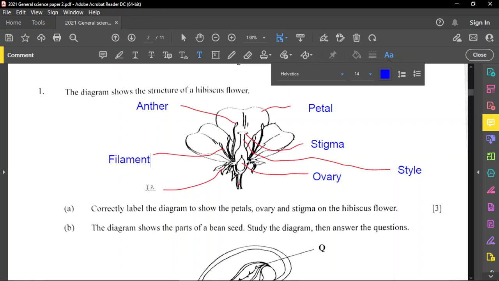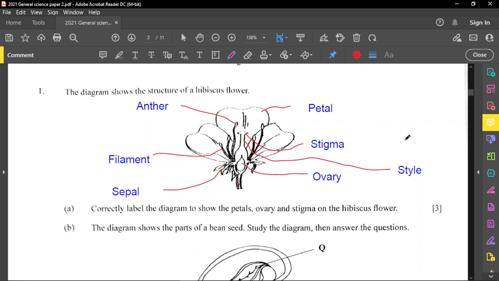All right. And then we have these small leaf-like structures at the base here. They are called the sepal. Point to note is that the stigma, style, and ovary are the female part of the flower. These three are the female parts of the flower, and the female part is called the carpel or pistil. And the male part of the flower, which is made up of the anther and filament, is called the stamen. So just need to remember that as well.